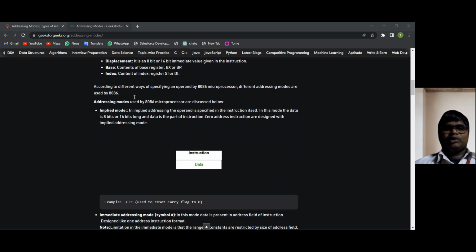Implied mode. In an implied addressing mode, the operand is specified in the instruction itself. In this mode, the data is 8 bits or 16 bits long, and it is a part of the instruction. Zero address instructions are designed with implied addressing mode. So let us see how it works.